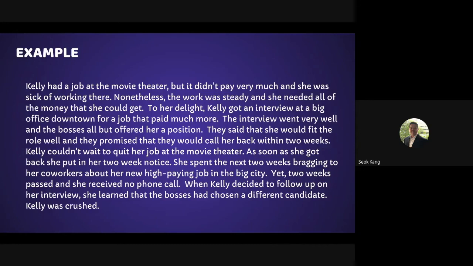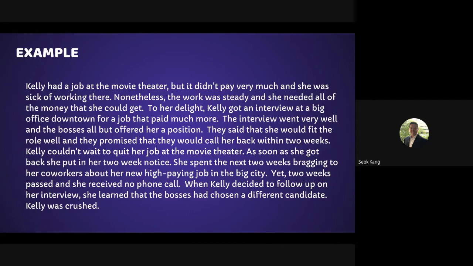Kelly couldn't wait to quit her job at the movie theater. As soon as she got back, she put in her 2-week notice. She spent the next 2 weeks bragging to her coworkers about her new high-paying job in the big city. Yet 2 weeks passed and she received no phone call. When Kelly decided to follow up on her interview, she learned that the bosses had chosen a different candidate. Kelly was crushed.